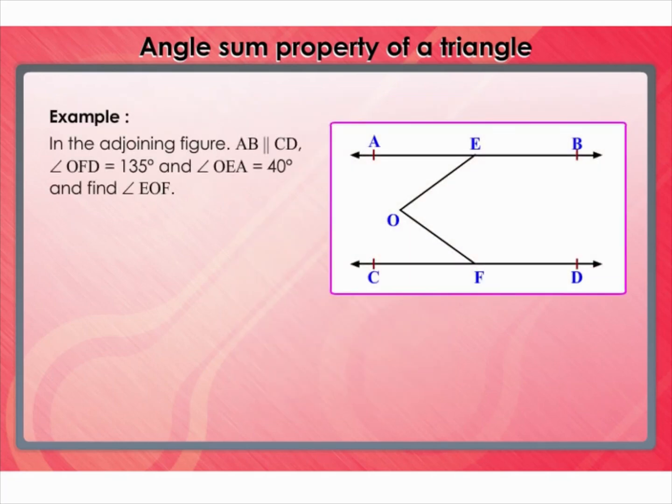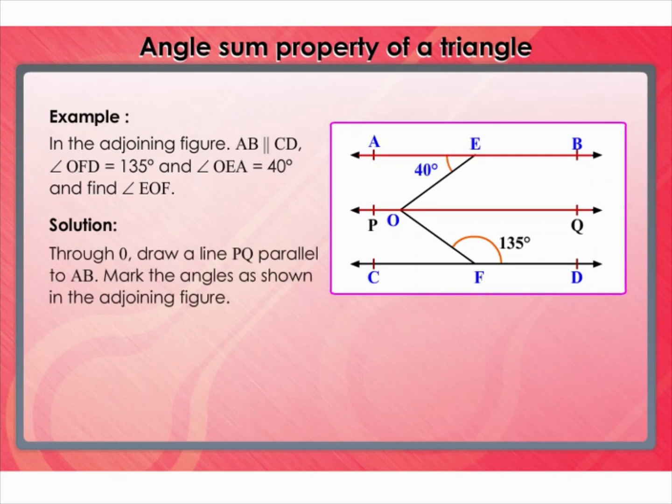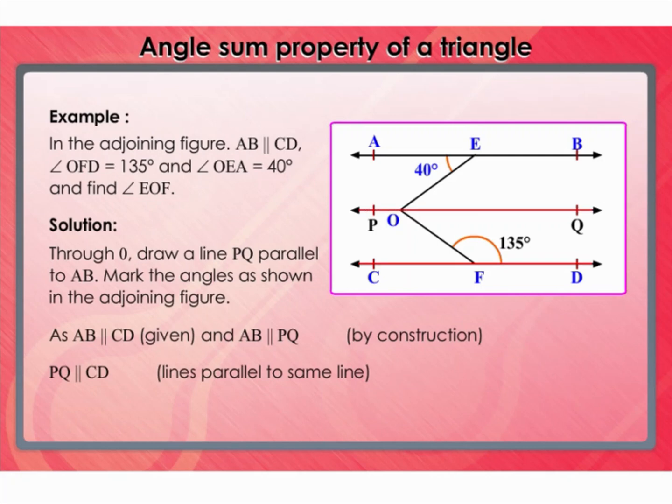Example: in the adjoining figure, AB is parallel to CD. Angle OFD is equal to 135 degrees. Angle OEA is equal to 40 degrees. Find angle EOF. Through O, draw a line PQ parallel to AB. Mark the angles as shown in the adjoining figure. Now AB is parallel to PQ and OE is a transversal. Angle OEA is equal to 40 degrees. Also PQ is parallel to CD, and OF is a transversal.